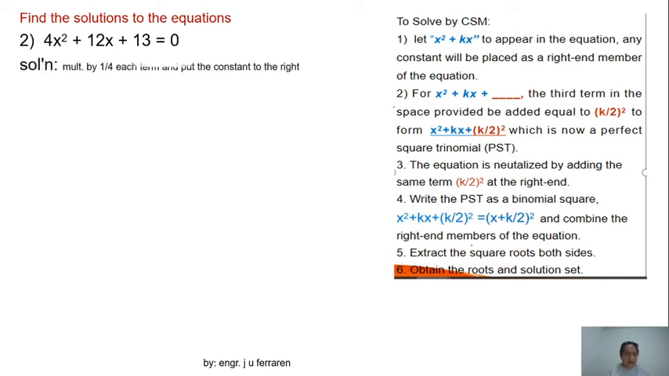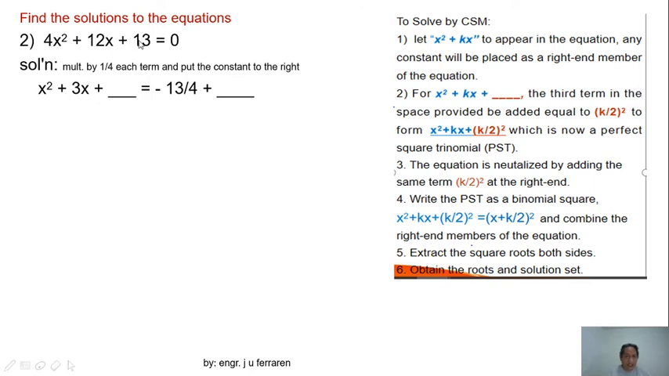So what is the effect? Dividing with 4 is just the same as multiplying by 1/4, and put the constant to the right side. So what is the effect? This can now be x squared. This is the first degree term, so this is now 3. So your k is equal to positive 3.